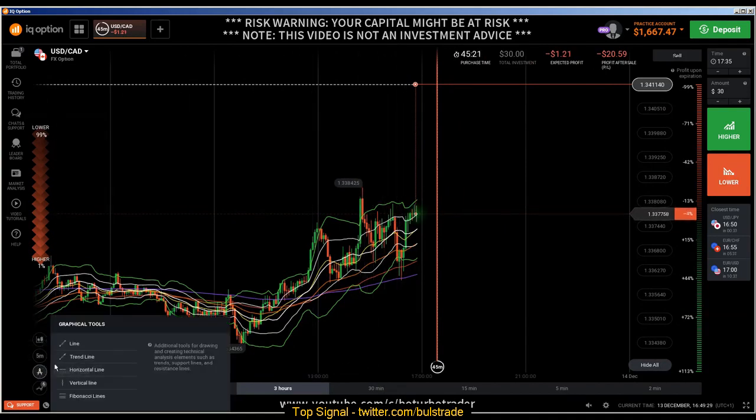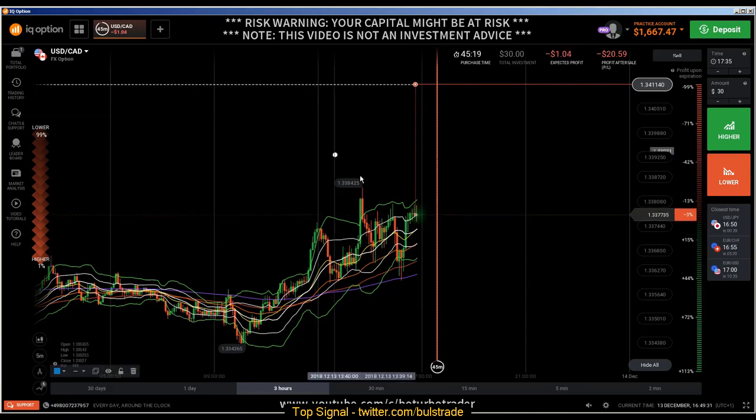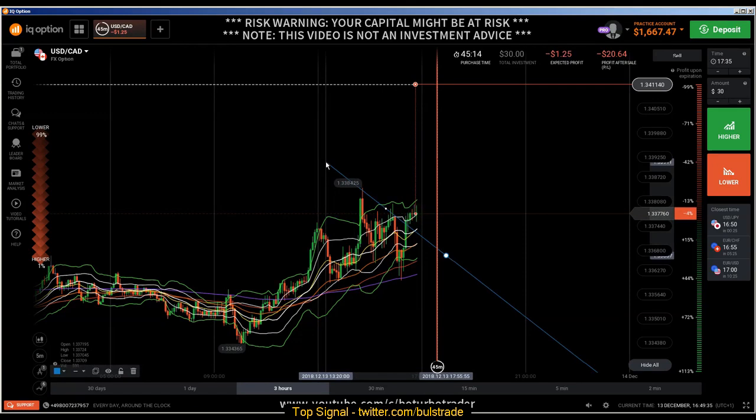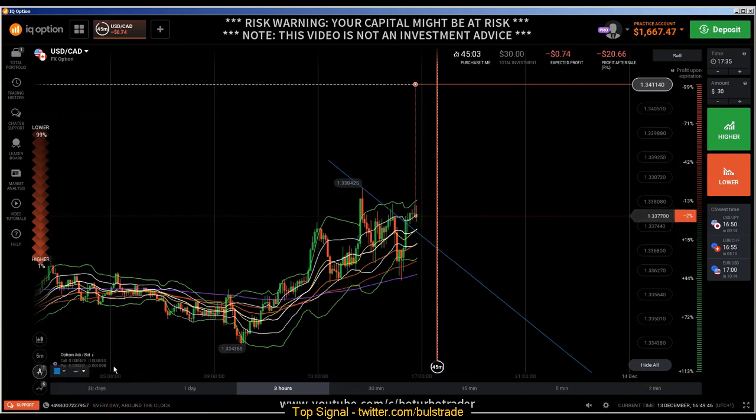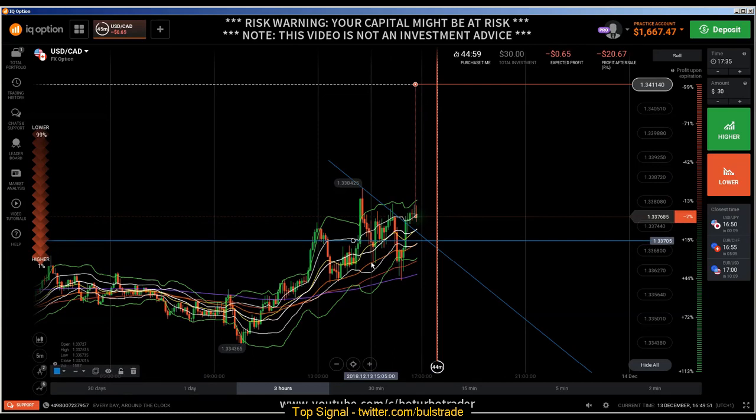Look at this. When I do here a trend line, you see price will most probably go against it, and here we have the 1 hour, so we get here nice profit. I would say 15%, something like this, 15% in 1 hour.